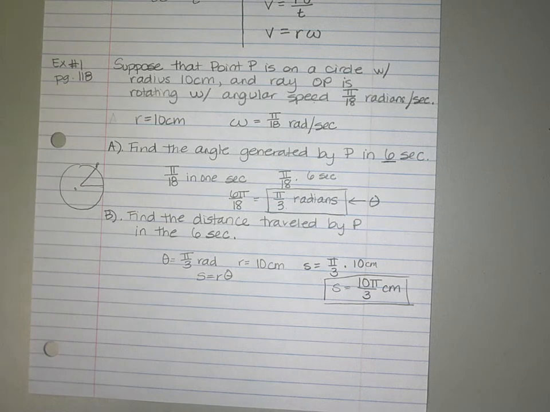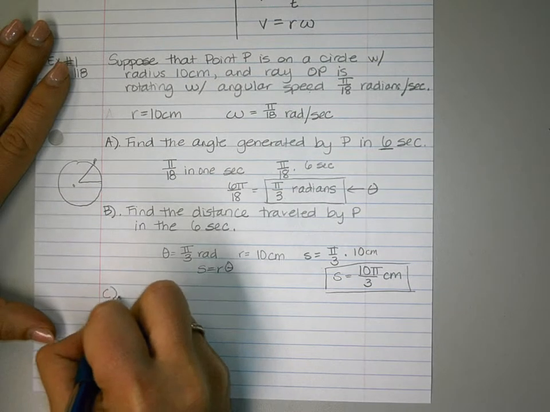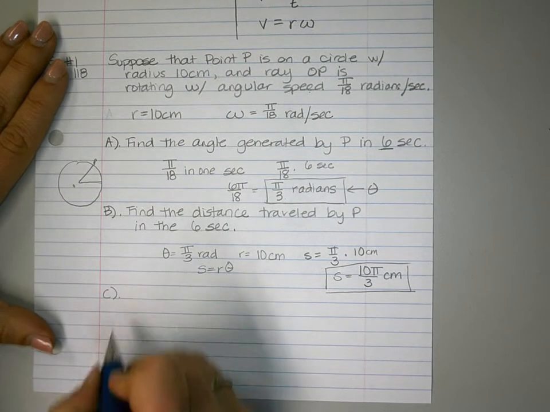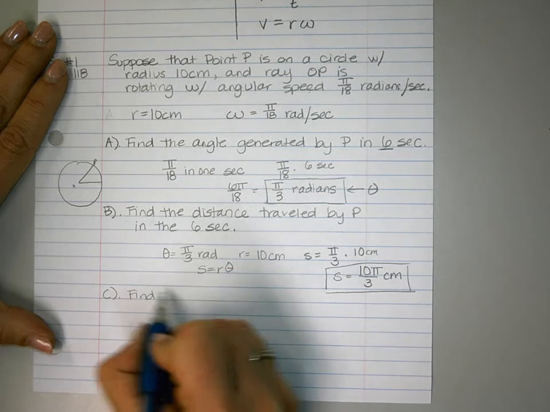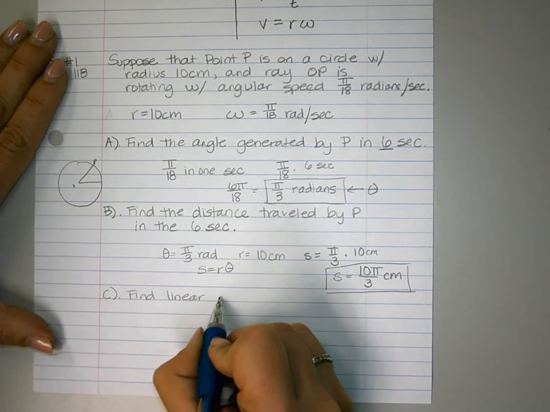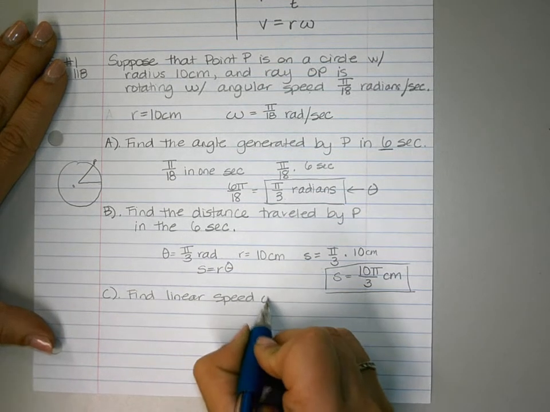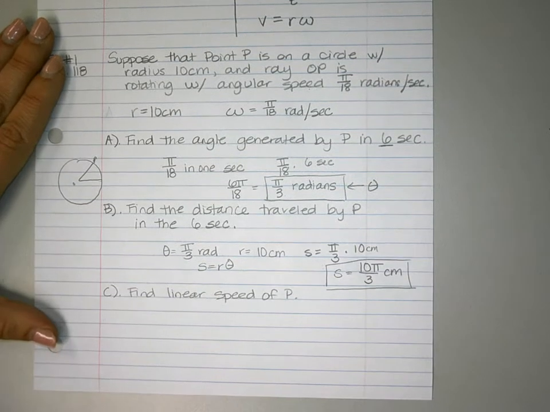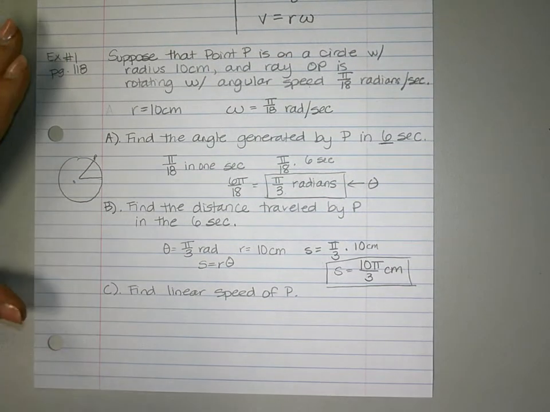If you wanted to punch that into the calculator and find out really how many centimeters we're talking about, we're looking at 10 times 3.14 divided by 3, so, 11-ish or something. Okay? The last type of question that you're asked on this type of problem is, now, find the linear speed of the point. How fast is that point traveling around the circle?